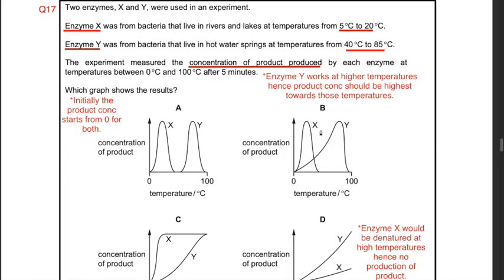Why are C and D incorrect? Because concentration of product increases in D no matter the temperature for both X and Y. Therefore, that is incorrect because enzyme X would be denatured at high temperatures. And at C, concentration of product at high temperatures for X remains constant. However, that cannot be the case as the graph plotted is the concentration of product produced, not the concentration of product that is left behind. Since it is of product being produced, X will not produce products at high temperature ranges. Therefore, C is also incorrect, leaving us with the best possible answer, that is B.